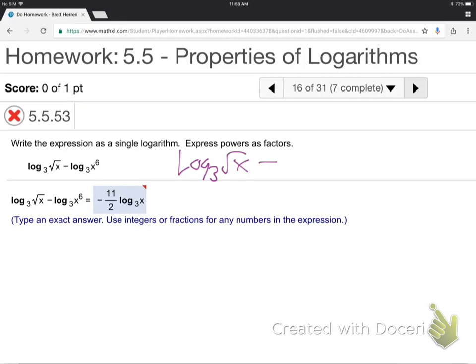So log base 3 root x minus log base 3x to the 6th. All right, you've got the answer looking at you there. See if you can get to it. So put those two together. Subtraction for two logs becomes what? Put it together, and then use some power rules from algebra. Oh, they got that minus 11 halves. Think about powers.